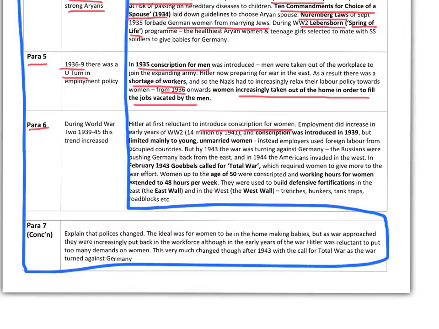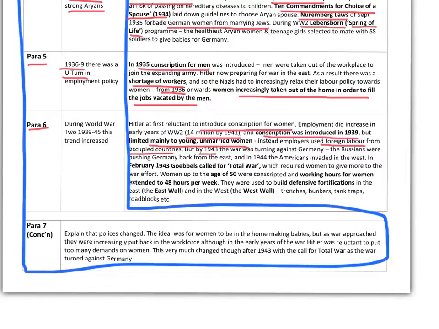However, the employment of women did increase in the early years of World War II in Germany. For example, by 1941, 14 million women were employed. That's because Hitler did introduce conscription of women in 1939, but it was mainly limited to young and unmarried women. On the whole, in the first few years of the war, when the war was going well for Germany, foreign labour from the occupied countries was brought back to Germany to fill the gaps in the workplace. So Hitler, on the whole, could keep many women in the home.